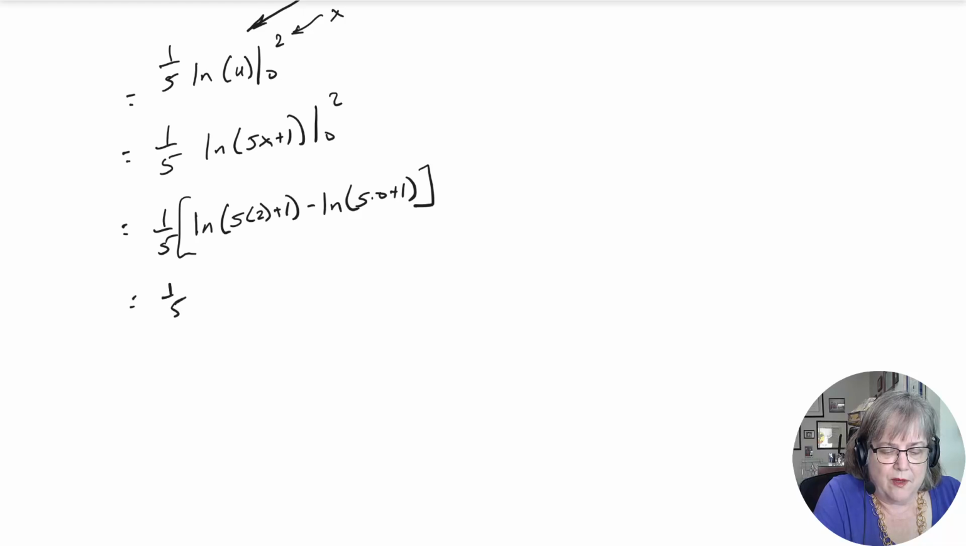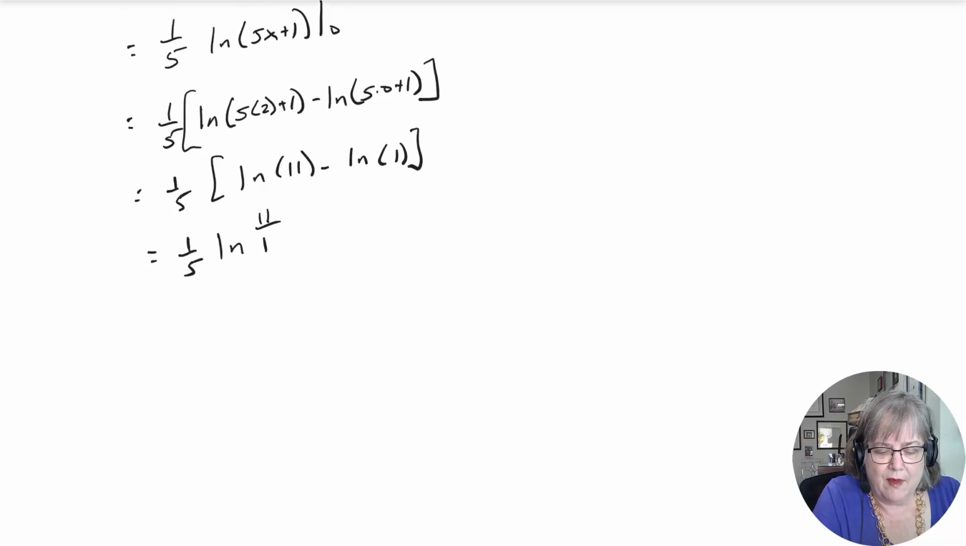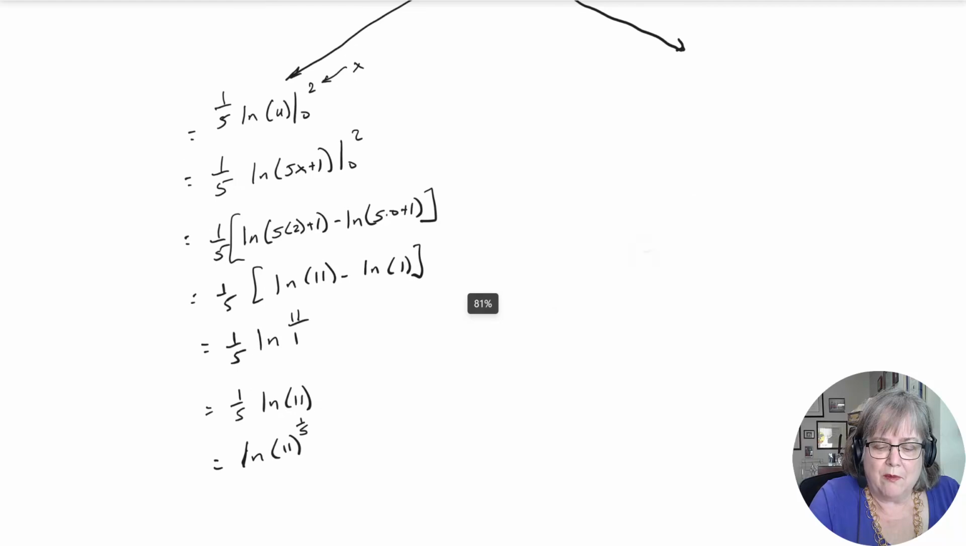So it's 1/5 the natural log of 11 minus the natural log of 1. And if you are subtracting logarithms with the same base, you can compress it into a single logarithm by dividing. So this is 1/5 the natural log of 11, or the natural log of 11 raised to the 1/5 power. Okay, now that's the way we've been doing it.